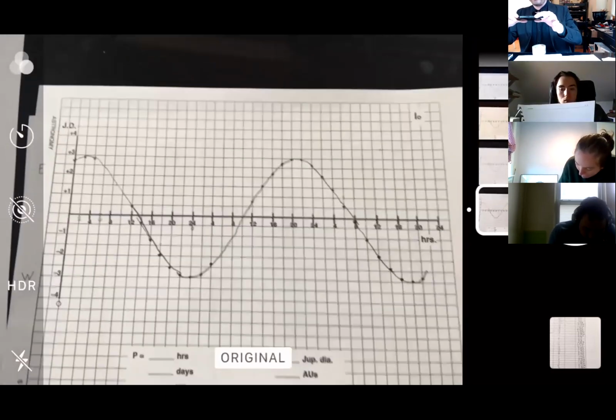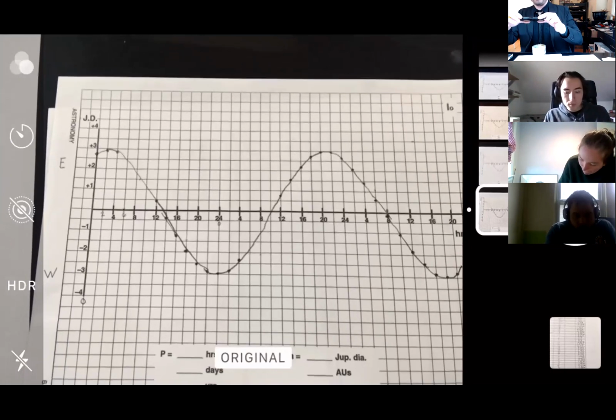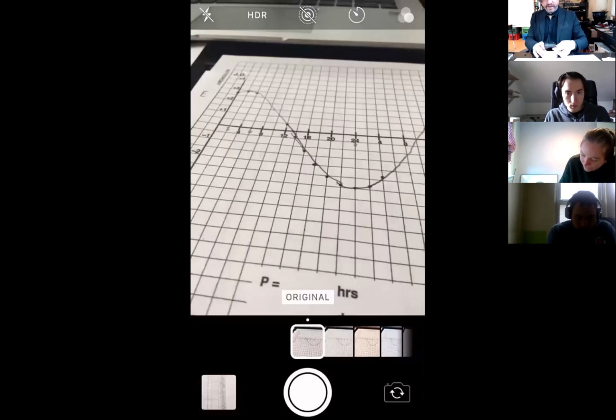Can you guys see that? Drawing that best fit line. Nice sine wave, right? Okay, cool. Now, I need to put this in the tape so I can free up my hands here.